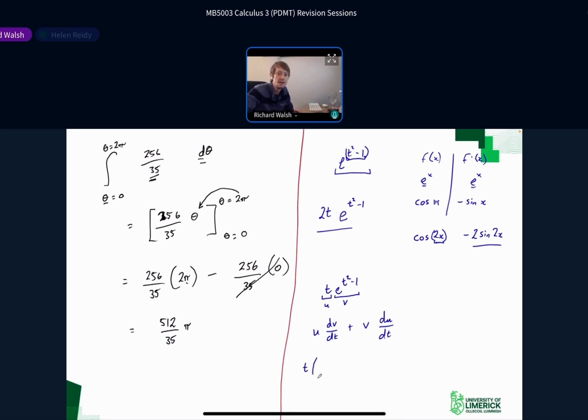So u is t. To differentiate v, I need the chain rule because it's not just e to the 1t. In the tables, I get back the same thing, e to the power. But because it's not just 1t, I need to multiply by the derivative of the inner function, which is 2t minus 0. So 2t, plus v as itself, times du dt. Differentiate t with respect to t, you just get 1. So overall, I'd have 2t squared e to the t squared minus 1, plus e to the t squared minus 1.